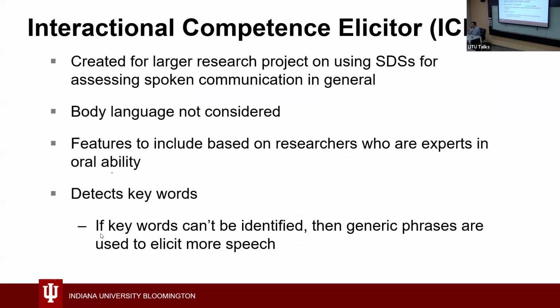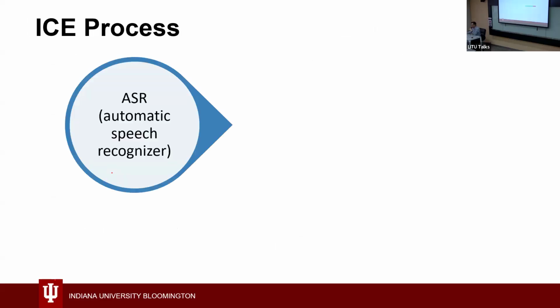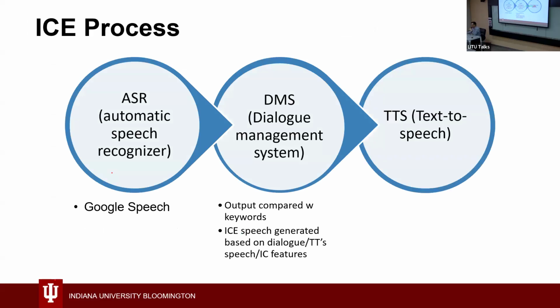What if the machine cannot identify keywords? Then some very generic phrases were used to elicit more speech. So could you elaborate on what you said, or could you tell me more about it? Those kinds of generic responses were listed. And then this is more detail about how they elicit interaction competence.